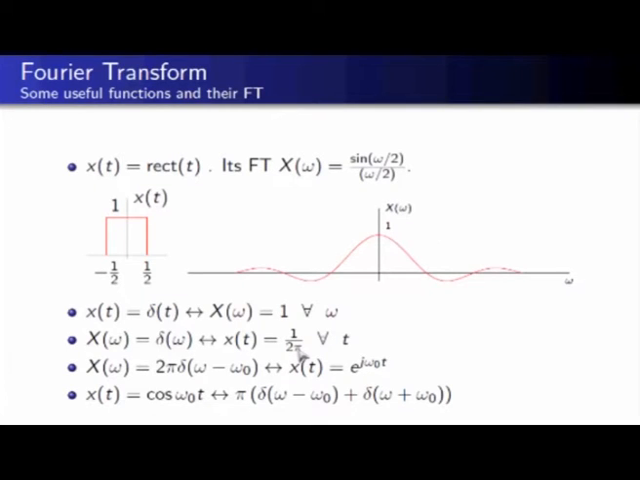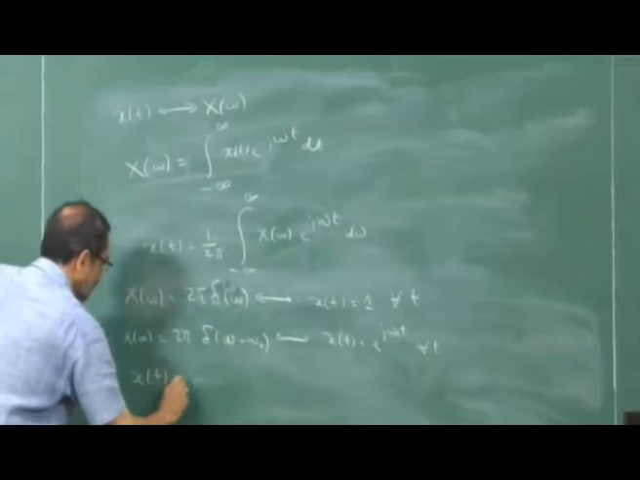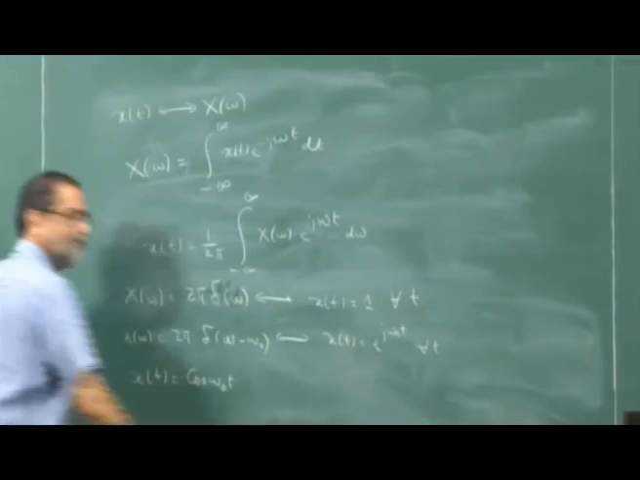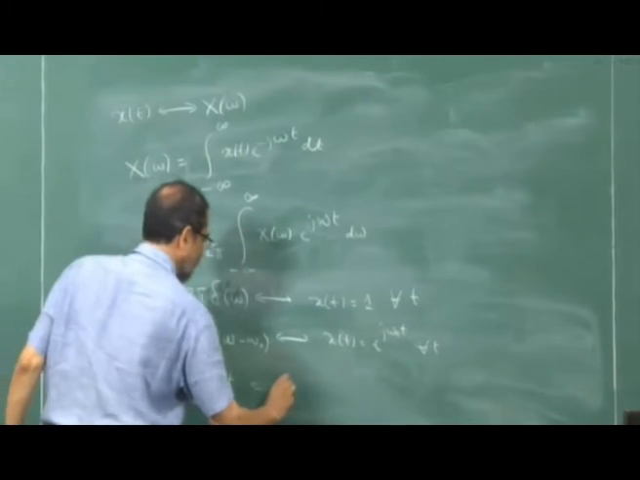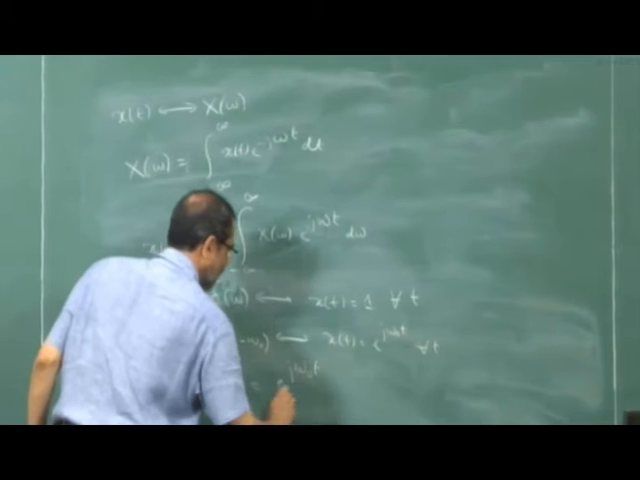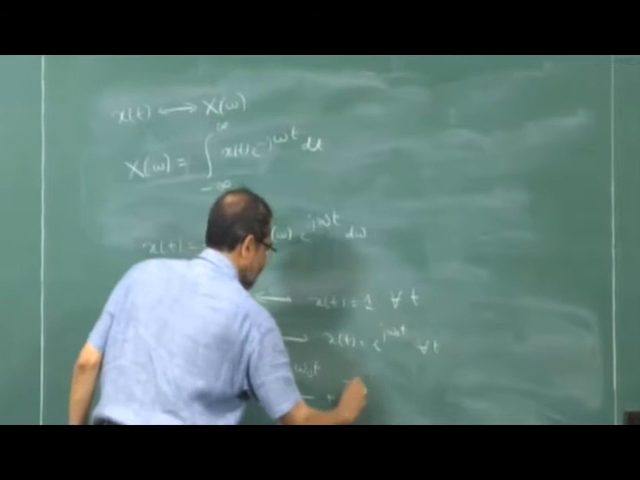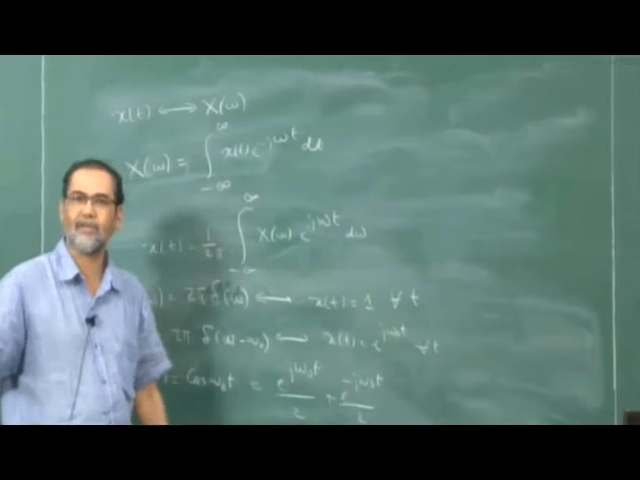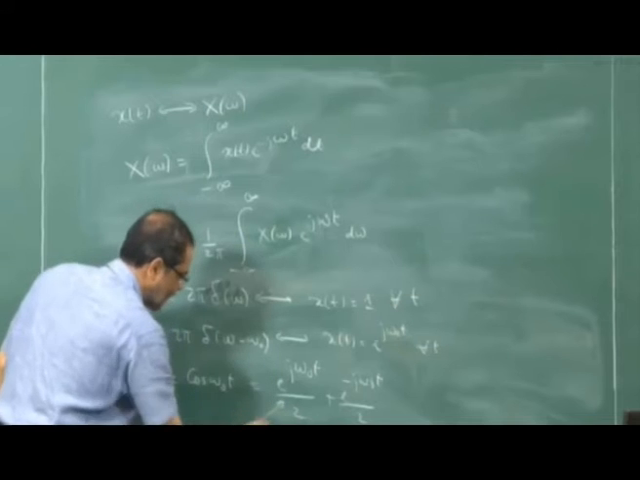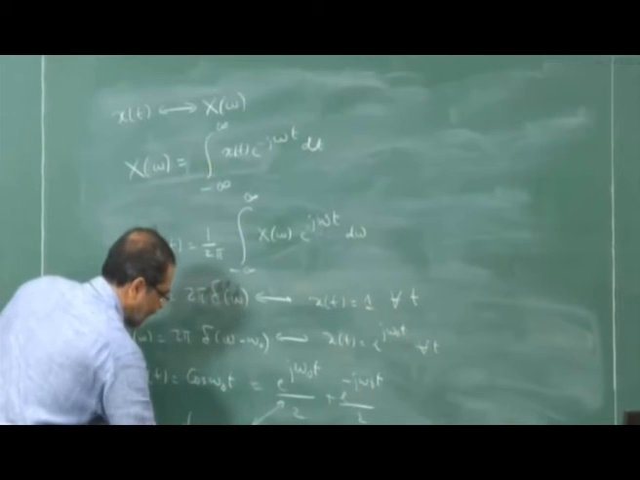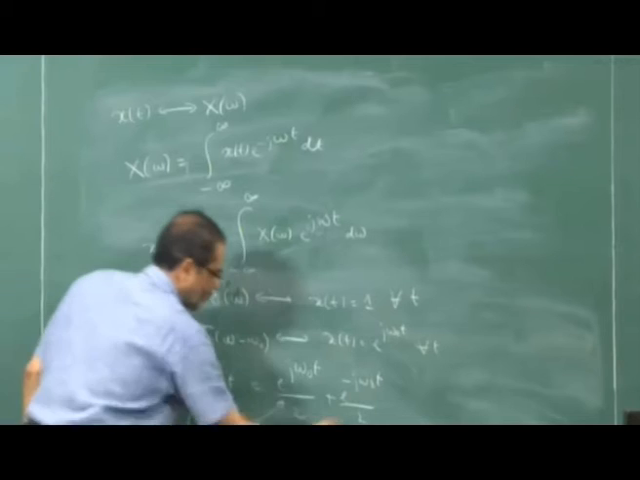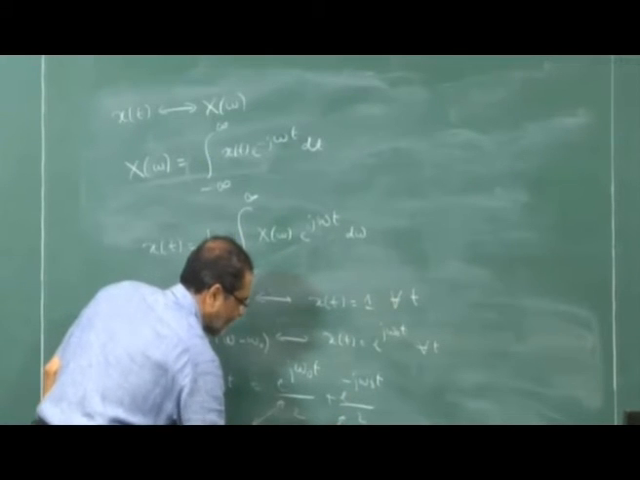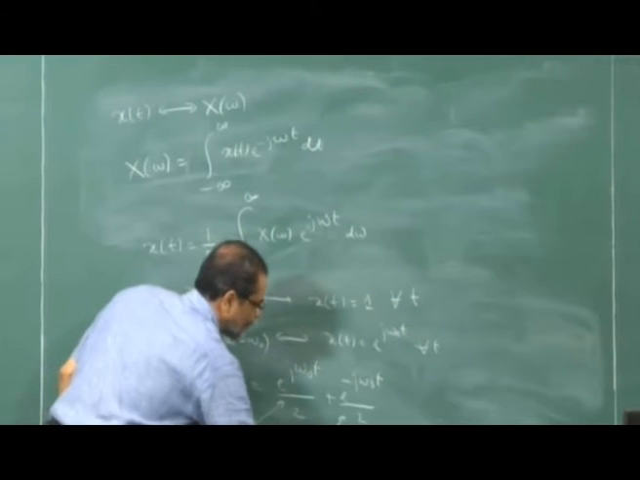Okay, and you can now apply all kinds of results, right? You can say, what if my x of t is cosine omega naught t, right? You can use Euler's formula, write this as e to the power of j omega naught t by 2 plus e raised to minus j omega naught t by 2 and take individual Fourier transforms, right. So for this it is half into 2 pi delta omega minus omega naught, and for this it is half into 2 pi delta omega plus omega naught.